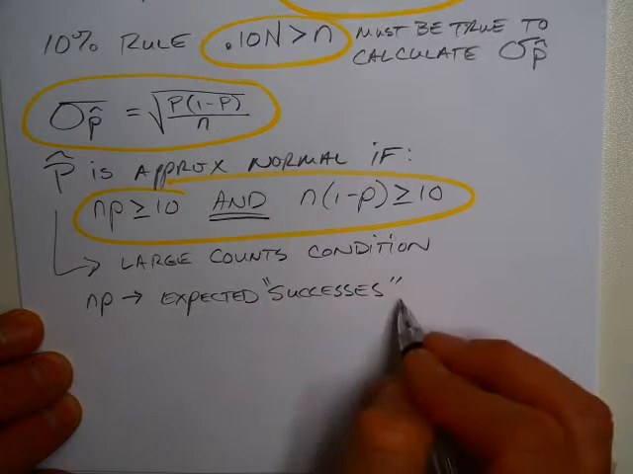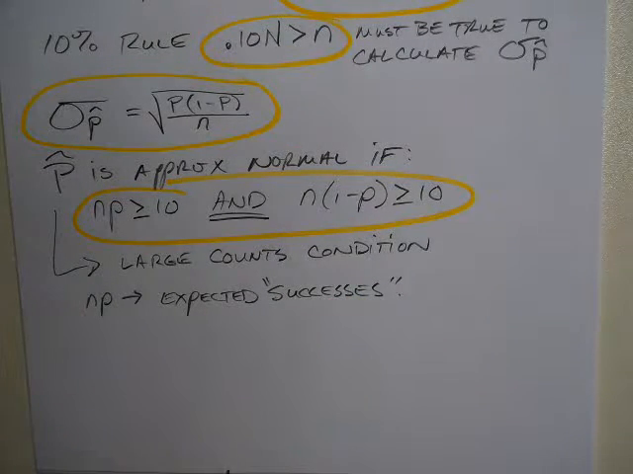I'll put successes in quotation marks because success is sort of in the eye of the researcher. If the researcher is trying to make a better mousetrap, and the new mousetrap kills the mouse, from the researcher's perspective, that's a success. From the mouse's perspective, that's not so good, right? That's a failure.